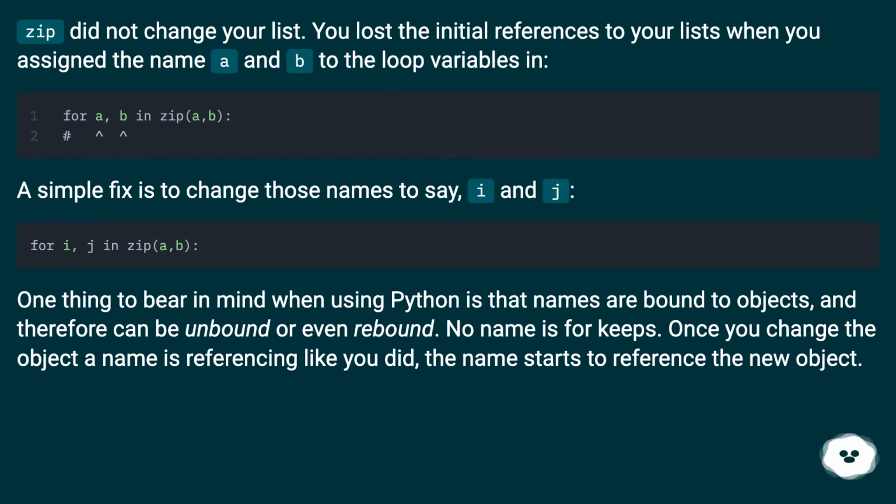One thing to bear in mind when using Python is that names are bound to objects, and therefore can be unbound or even rebound. No name is for keeps. Once you change the object a name is referencing, like you did, the name starts to reference the new object.